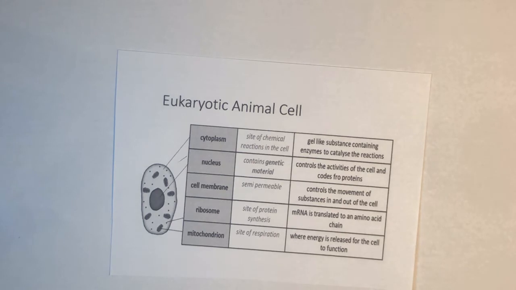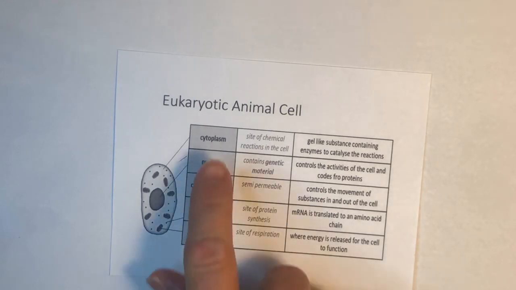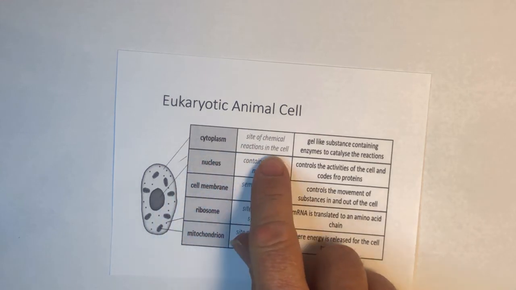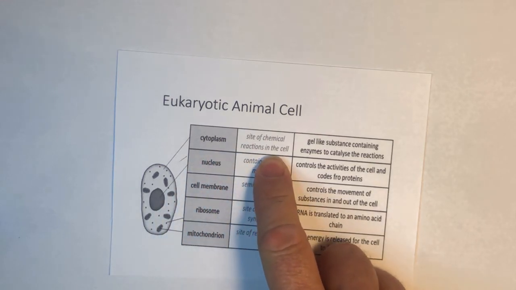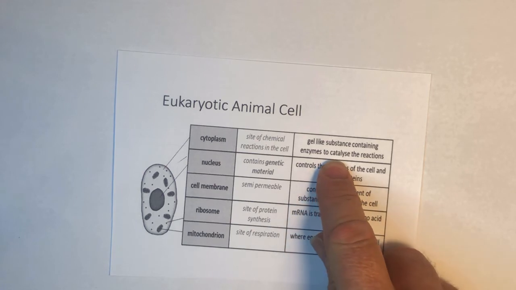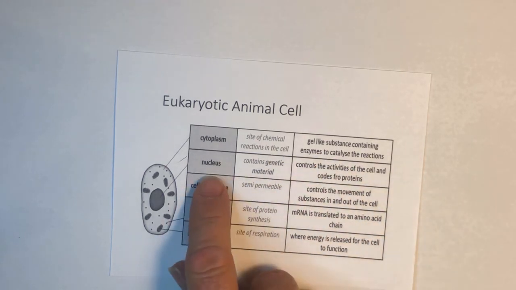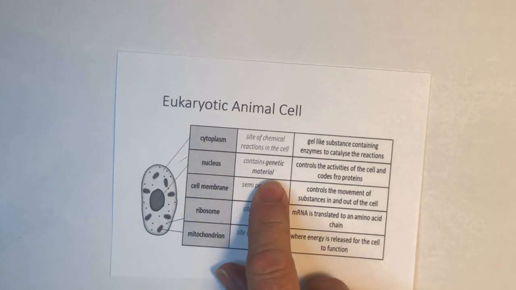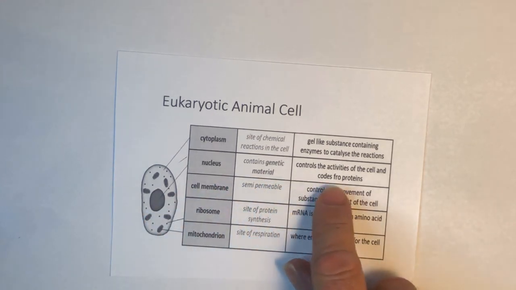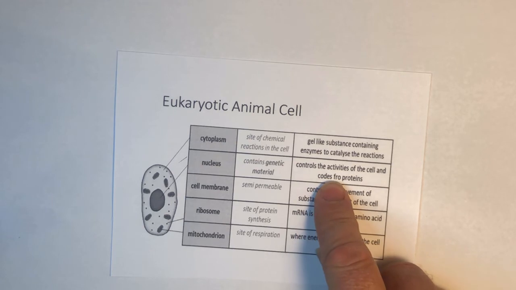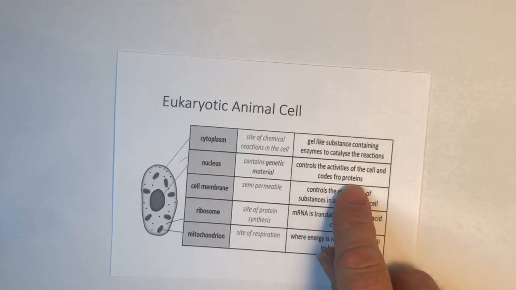So, the correct answer to this question: describe a eukaryotic animal cell and explain the function of all its parts. A eukaryotic animal cell has cytoplasm. The cytoplasm is the site of the chemical reactions in the cell, a gel-like substance containing enzymes to catalyse the reactions. The nucleus contains genetic material, and its role is to control the activities of the cell and codes for proteins.